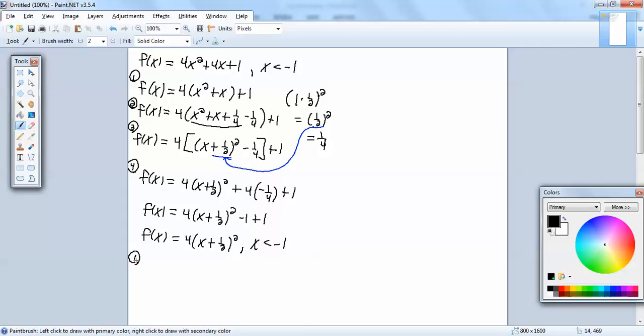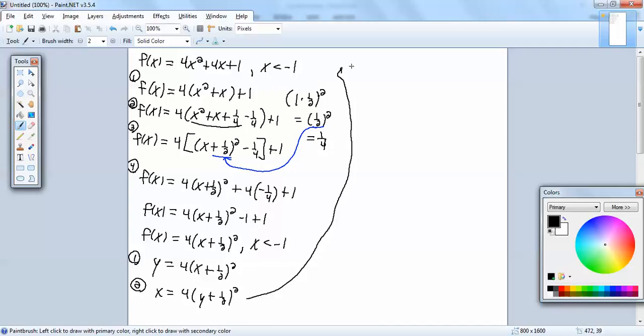Step 1 of finding our inverse, replace f of x with y. Step 2, interchange x and y, swap them. So we got x is equal to 4 times y plus 1/2 squared. Step 3, solve for y. So divide both sides by 4.